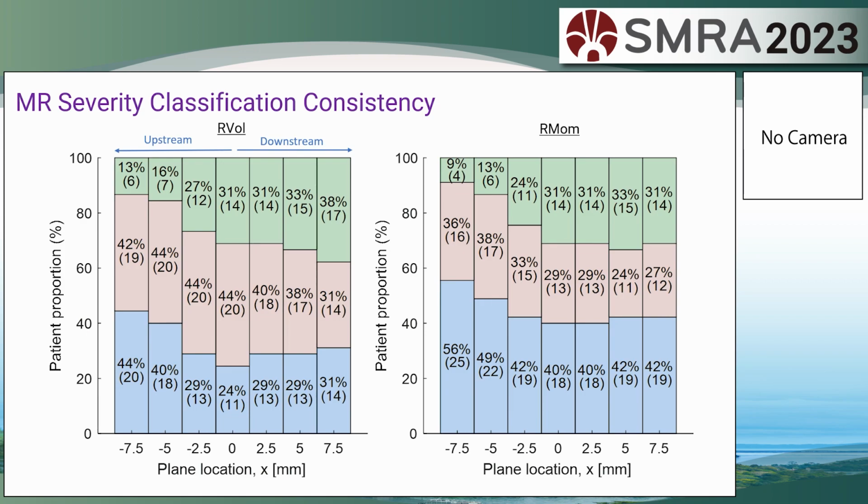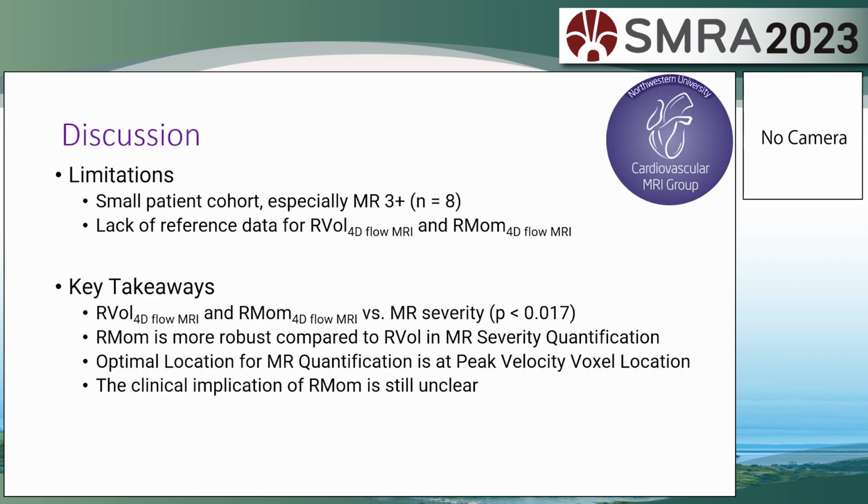And when comparing the plane placed most downstream of the jet to the midplane, we saw that the number of patients with severe MR increased by 3 when we used volume as our classifier, but when we used momentum as our classifier, none of our patients had to be reclassified, again further demonstrating the relative stability of our parameter. The limitations of our study are that we had a small patient cohort, specifically in our severe MR group with only 8 patients, and a lack of reference data for regurgitant volume and momentum derived from 4D flow.